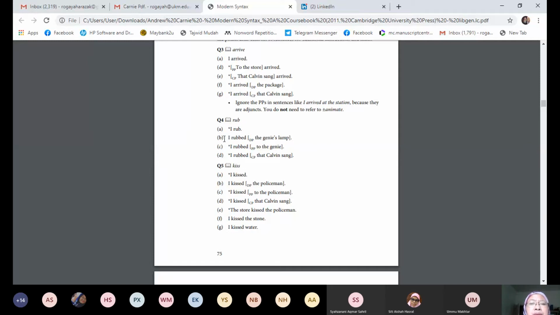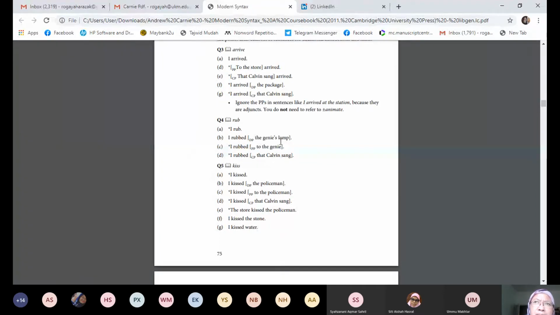So we notice that A, I rub, is ungrammatical. However, for B, I rub the genie's lamp is grammatical. So A and B show that rub is a transitive verb. It must have the determiner phrase. If it doesn't have the determiner phrase like A, it will be ungrammatical, and therefore the asterisk. So the DP, the genie's lamp, is a very essential component that forms the primary meaning of the verb, the core meaning of the verb.